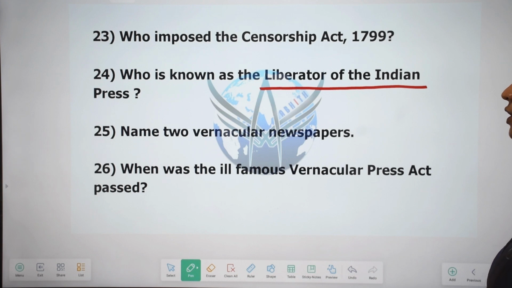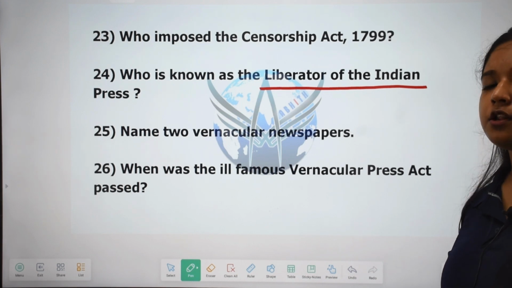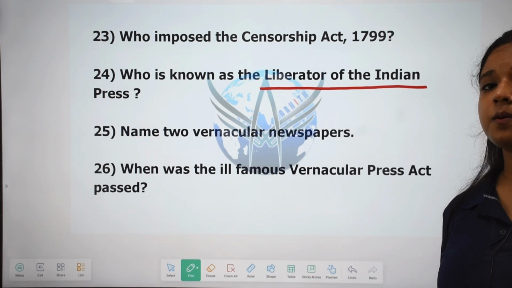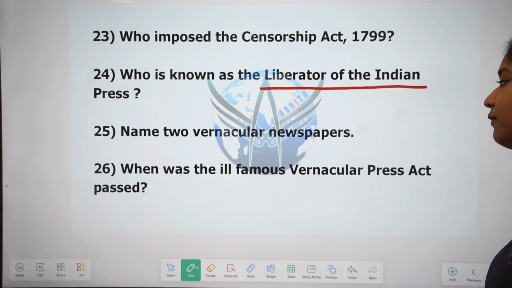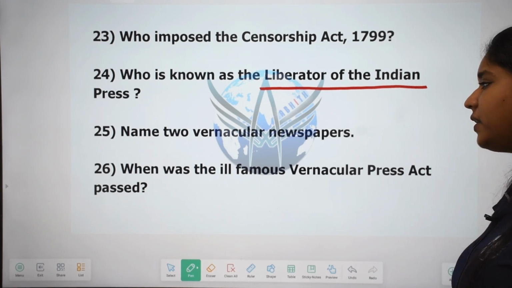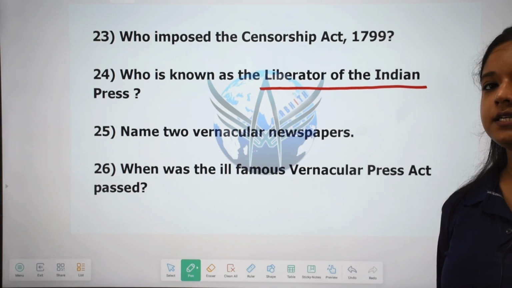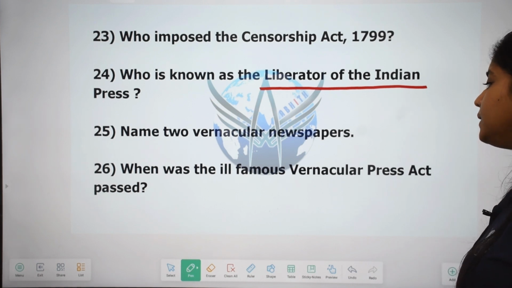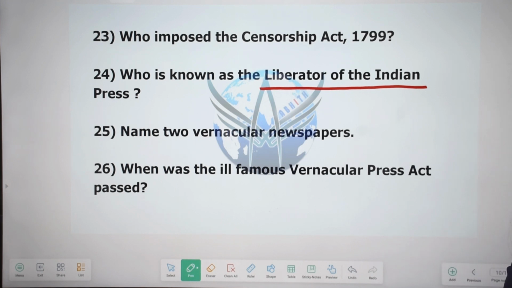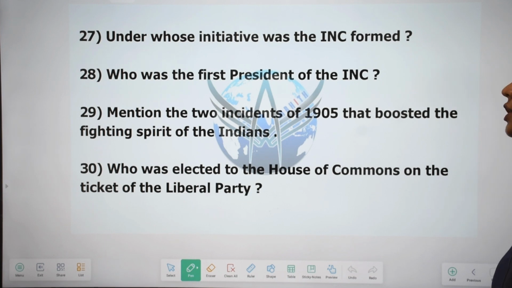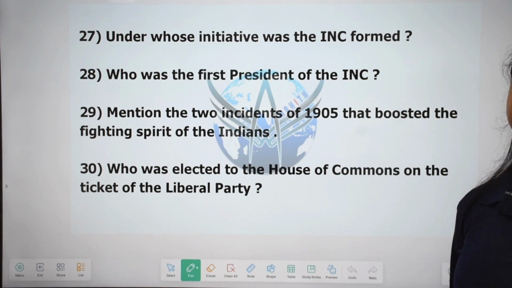Next, name two vernacular newspapers. Two vernacular newspapers could be Kesari, Hindu, Amrita Bazar Patrika, right? When was the ill-famous Vernacular Press Act passed? Lord Lytton passed the ill-famous Vernacular Press Act in 1878. When? 1878.